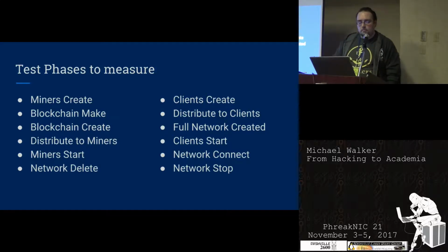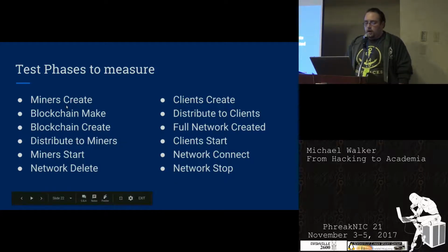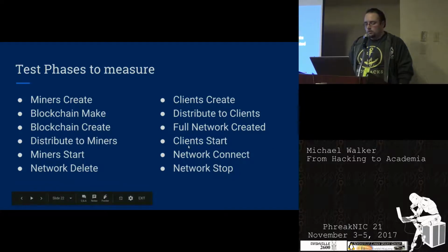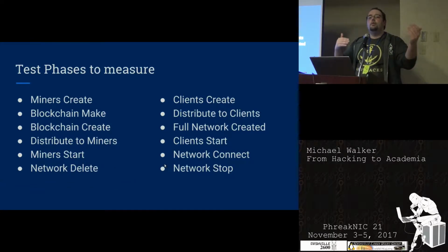So, anyways, here's test to phase. It's 49 after, we got 10 minutes. I'll rush through these. It doesn't matter exactly what these phases are. So obviously you need to create miners, you need to make the blockchain configuration file, then you need to create the actual blockchain from that configuration file. You need to be able to distribute to miners, distribute to clients, create clients, make the full network, stop the network, make sure the clients are started, miners are started, delete the network, things like these. These are individual commands in the network manager.